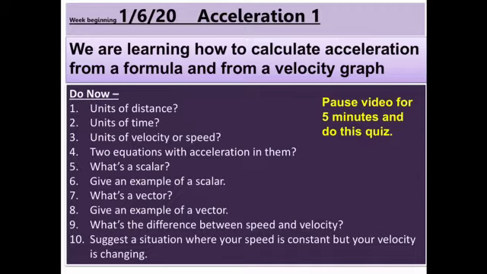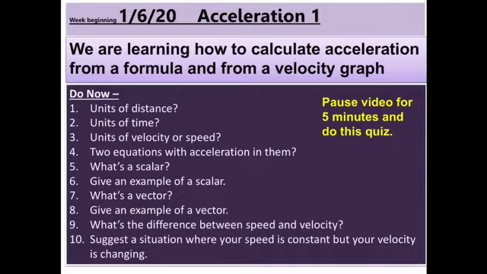Right, the answers. Number 1, meters. Number 2, seconds. Number 3, meters per second, m/s. Number 4, you could have had force equals mass times acceleration. You could have had acceleration is change in speed divided by time. That's what this lesson is about. If you've got the physics equation sheet handy, you might have found v squared minus u squared equals 2as. And that's going to be next lesson, so we'll leave that alone for now.